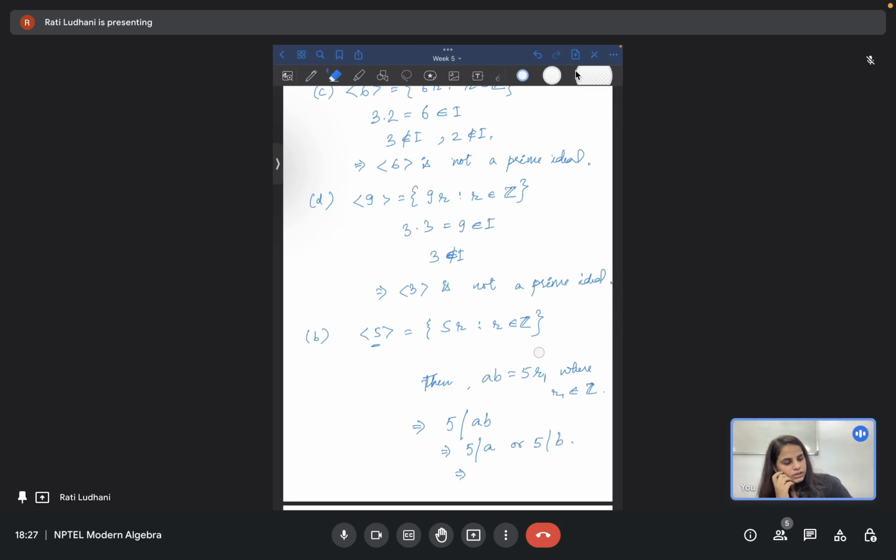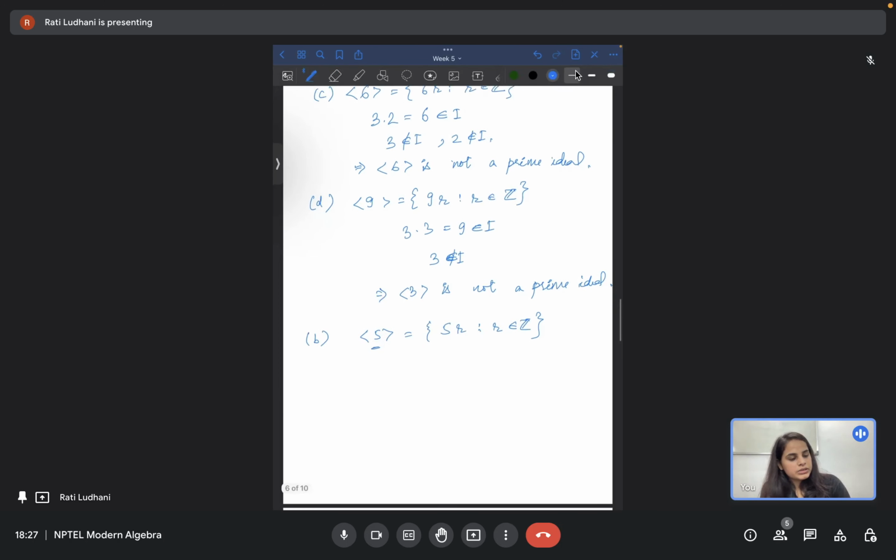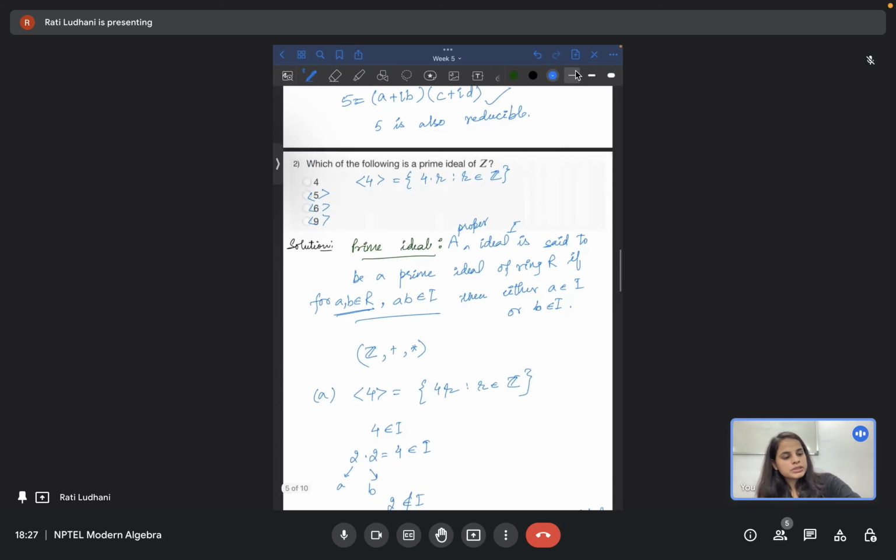Actually, I would say let's do it the other way around. Let's take the contrapositive statement. What is the contrapositive statement of this? You can always do it the earlier way. That is not a problem. The contrapositive statement is: take A does not belong to I and B does not belong to I. This implies AB does not belong to I, right? So what will be the contrapositive statement? This should not belong to I, so or will become and.